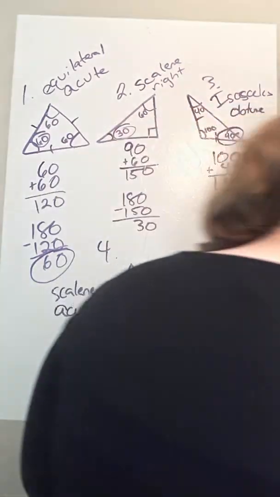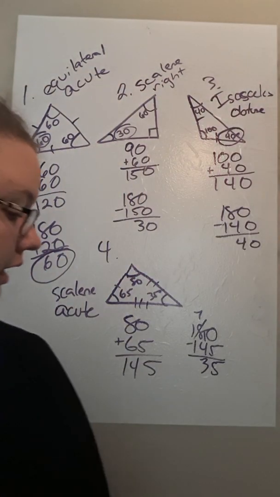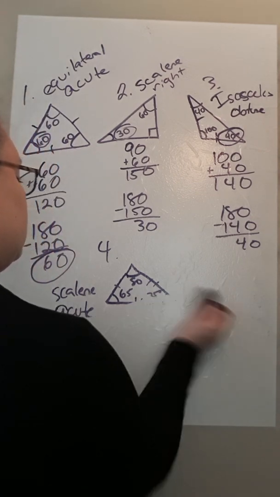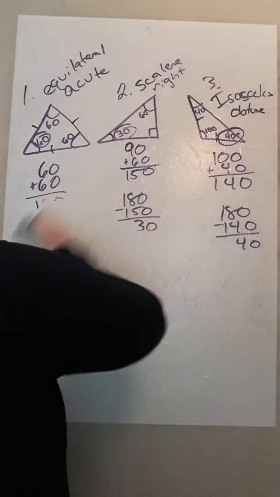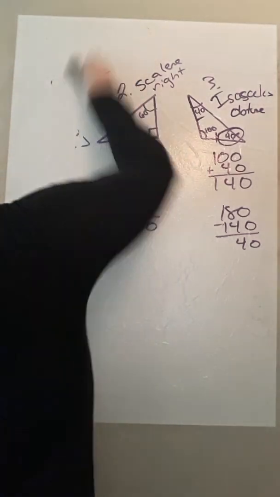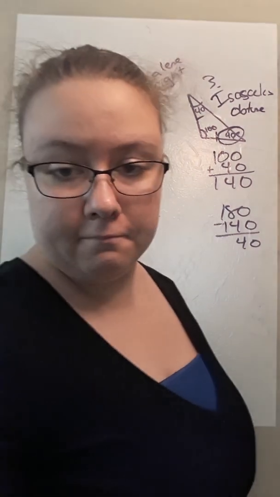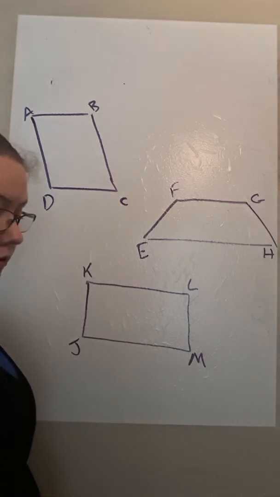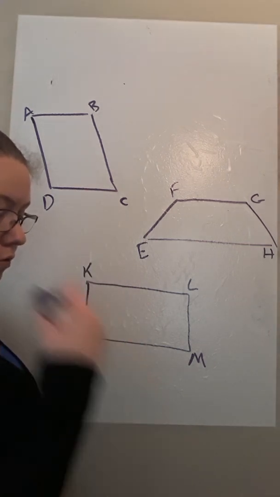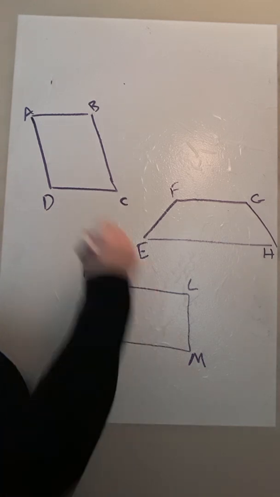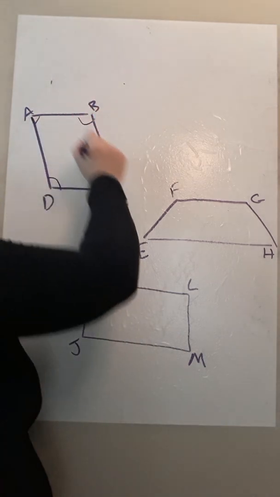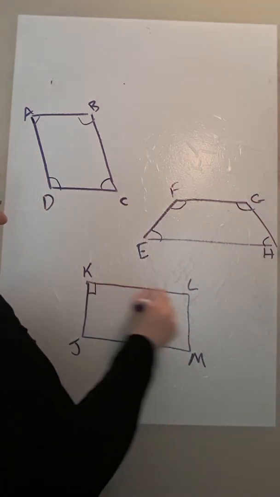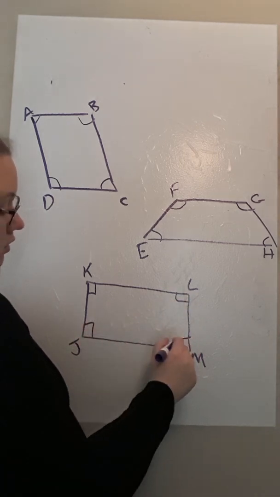All right, set C. Trace each figure, mark the congruent sides and congruent angles. Classifying each one of these and marking congruent sides and congruent angles. So angle, angle, angle, angle, angle, angle. All right, classify each one of these.